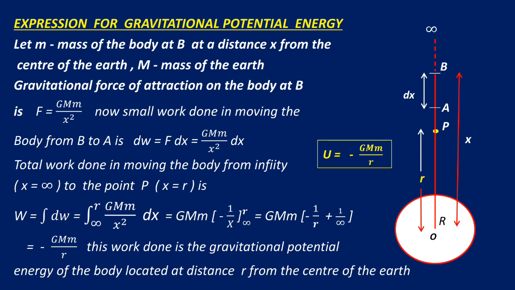Now total work done in moving the body from infinity to the point P, that is x equal to R, is given by W equal to integral of G Mm by x square dx within the limit of infinity to R. So after calculation, we are getting W equal to minus G Mm by R. This work done is the gravitational potential energy of the body located at distance R from the center of the earth. So we can write gravitational potential energy U equal to minus G Mm by R.